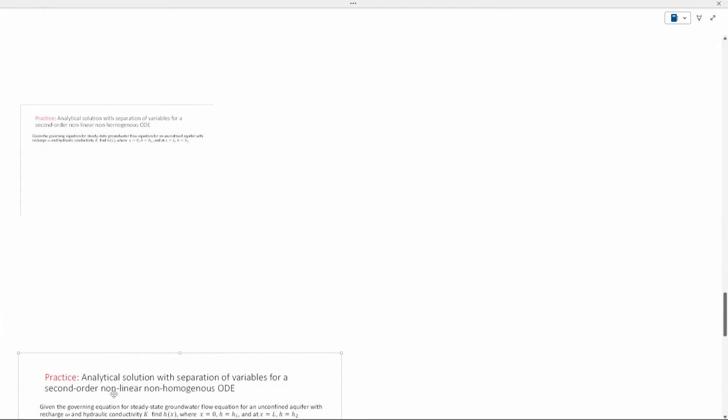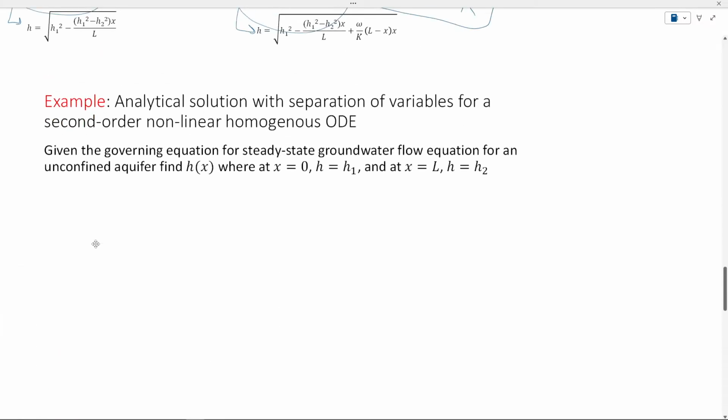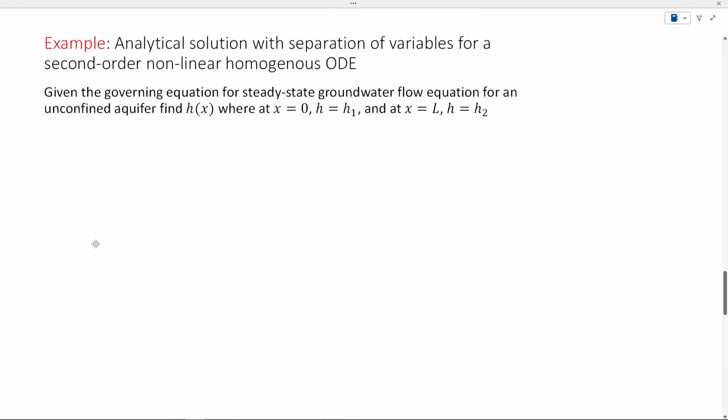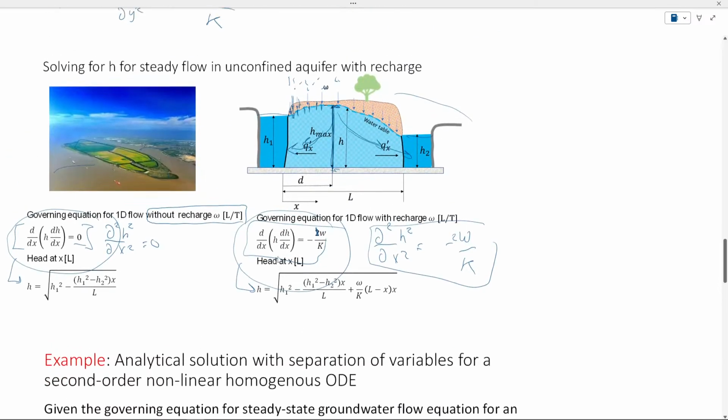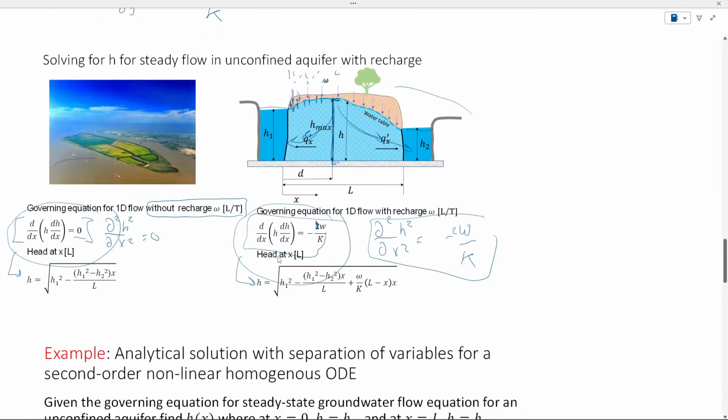Okay, here we go. Let's look at this one here. Basically, given the governing equation of a steady state groundwater flow equation for an unconfined aquifer with H, where at x equals 0, H is equal to H1, and at x equals L, H is equal to H2. So at x equals 0, just like here, H is equal to H1.